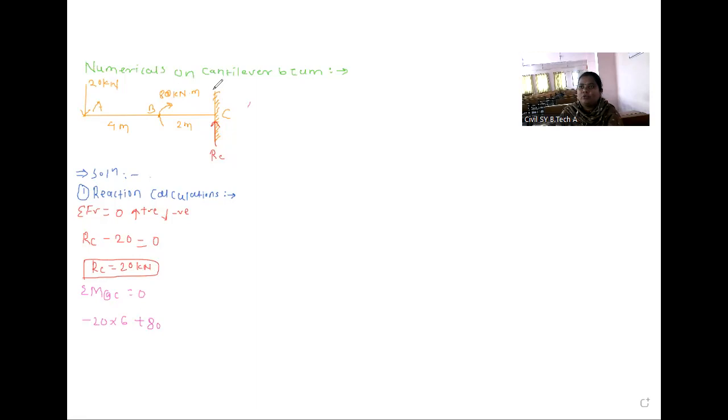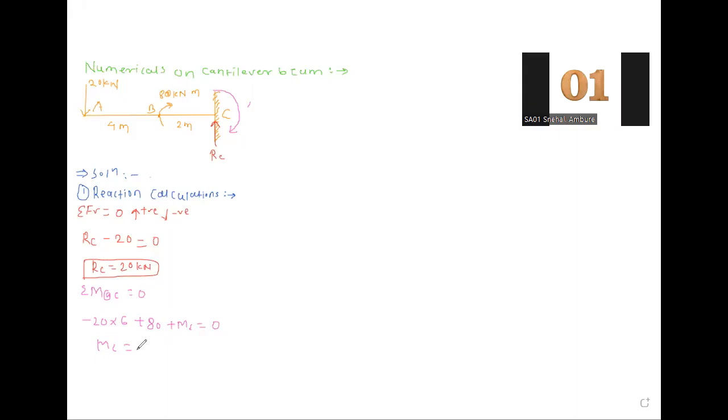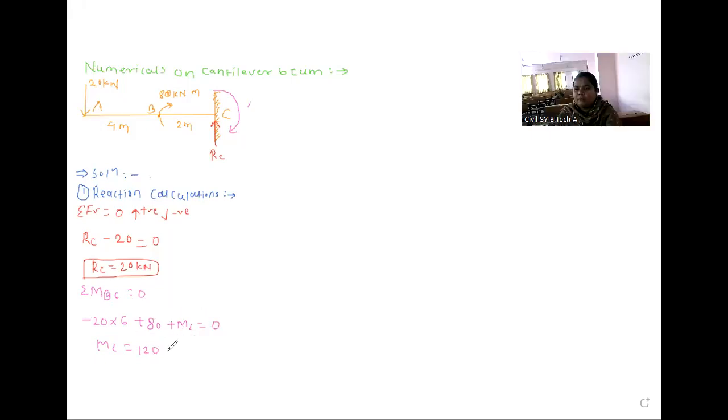At point C, due to the fixed support, one moment will be there, and this is again clockwise. So plus MC is equal to zero. We will shift this to the right side. So MC is equal to 20 into 6, which is 120, and minus 80. So MC is equal to 40 kilonewton meter. This is the moment. Now our first step is over.